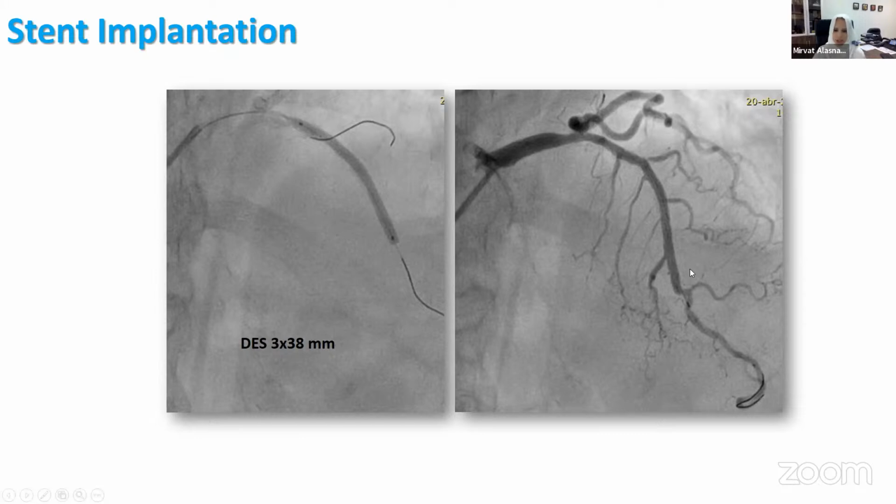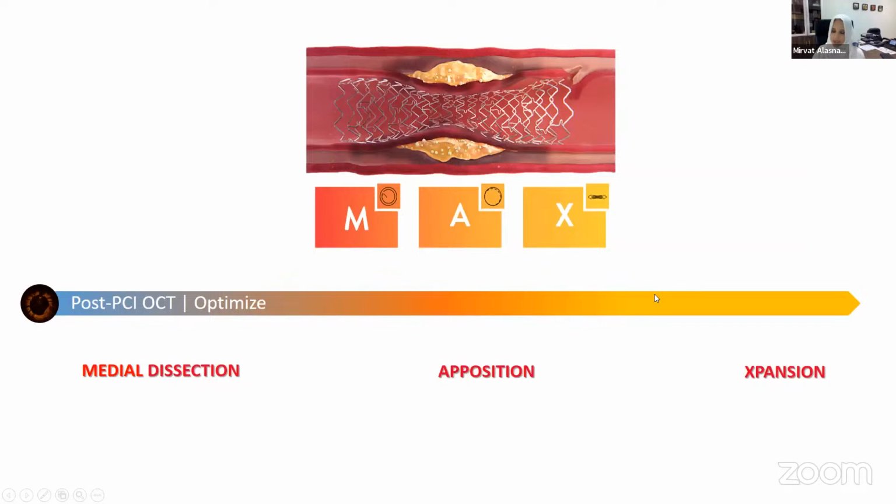We did the post-dilatation, and then did OCT again. So what are we doing now that the stent is done? What are we going to look for? Post-implantation of a stent, you want to look for medial dissections, apposition of the stent, and expansion of the stent, right?